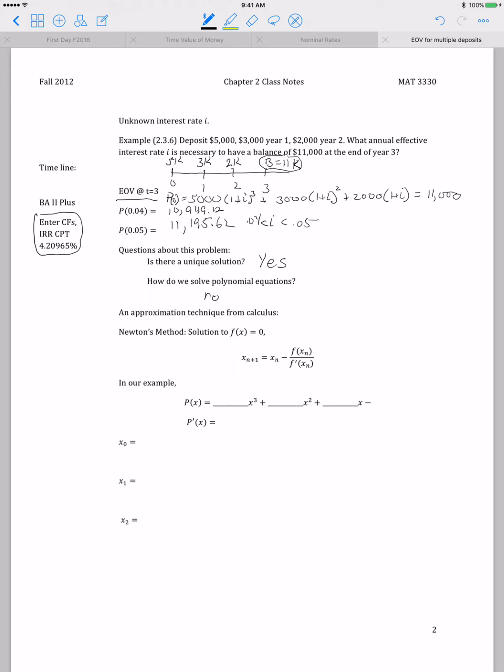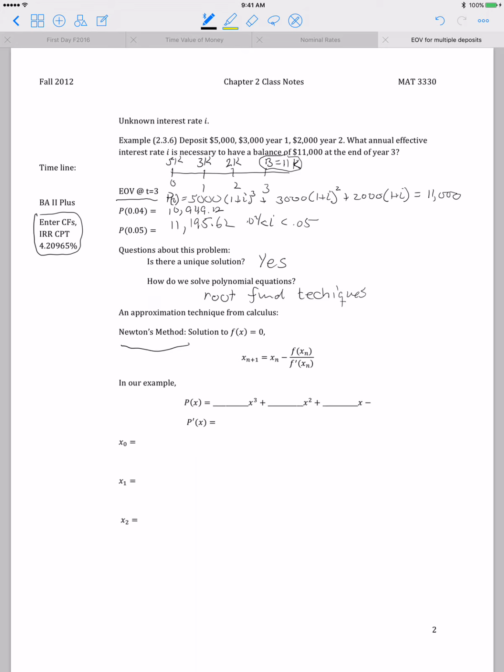So then that brings us to the question, how do we solve polynomial equations? And here we're going to look at root finding techniques. One of which is Newton's method. So we're going to explore Newton's method briefly also. Now, to use our technology, let's go back to our calculators.